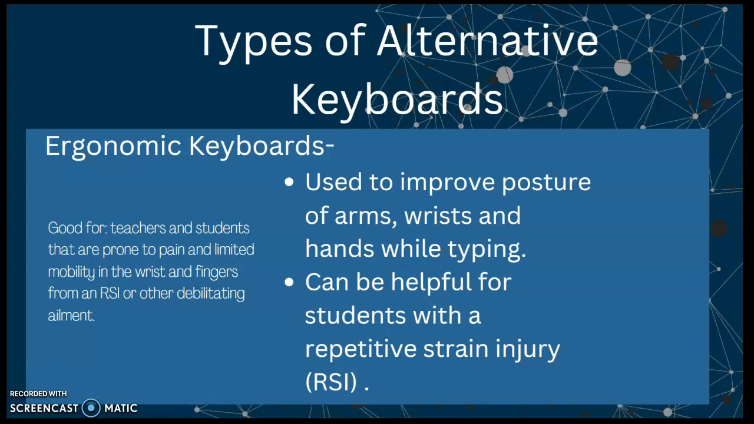The first type of alternative keyboard is the ergonomic keyboard, or a keyboard with a setup for a more natural hand and wrist positioning. They are used to improve posture of arms, wrists, and hands while typing. It can be helpful for students or anyone really who is susceptible to RSIs, or what is referred to as a repetitive strain injury in the wrists and the fingers. This type of keyboard is good for students who might fatigue easily while typing, are prone to pain, or have limited mobility in the wrist and fingers from RSI or other debilitating ailment.